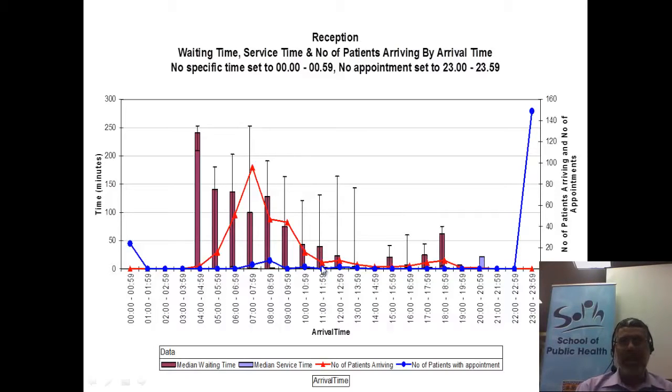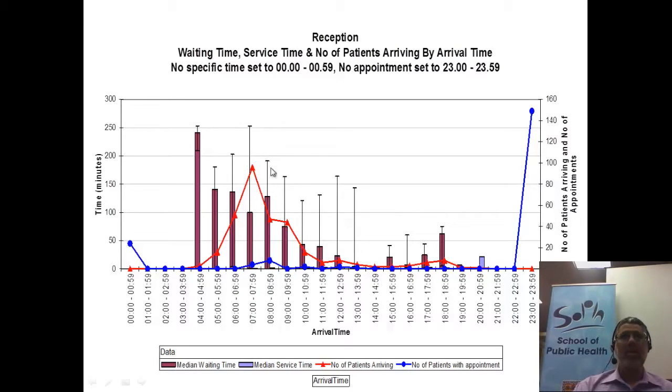At 11 o'clock, there's about 5. 12 o'clock, about 8. At 1 o'clock, about 4. At 2 o'clock, about 2. At 3 o'clock, another 2. 4 o'clock, 2 or 3. 5 o'clock, about 7 or 8. At 6 o'clock, about 8 or 9, and so on.